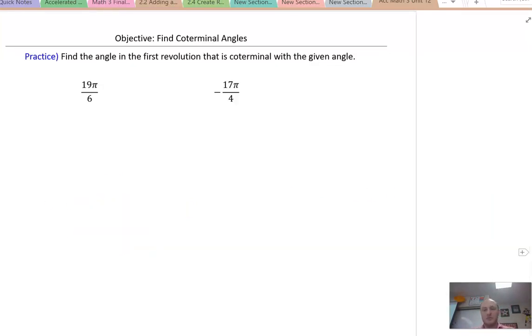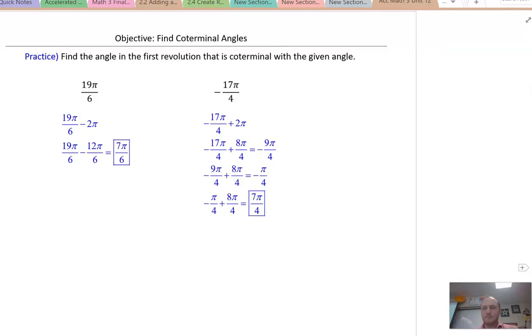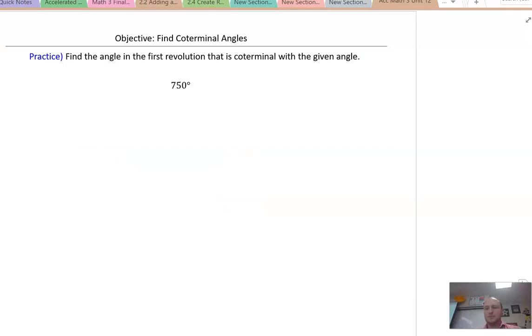I want you to go ahead, pause the video. Please try these. Okay, hopefully you paused. Here's the solution. All right, and the next one, please pause the video. I want you to try this one. Okay, and hopefully you tried. Here is the solution.